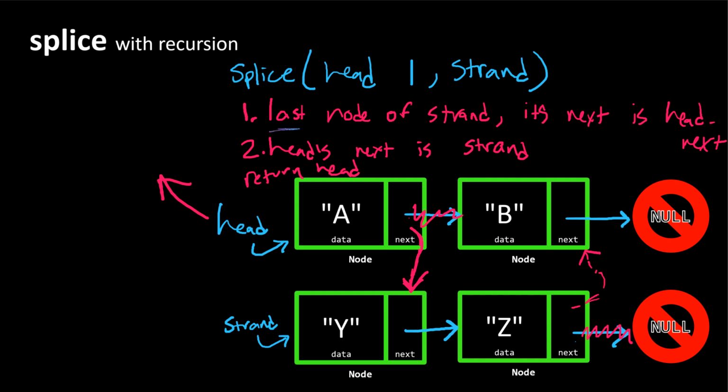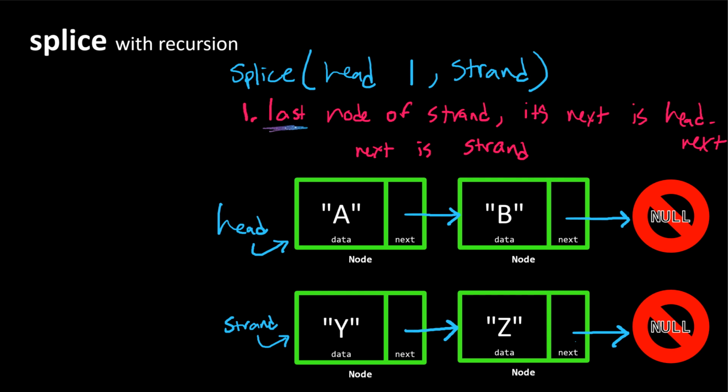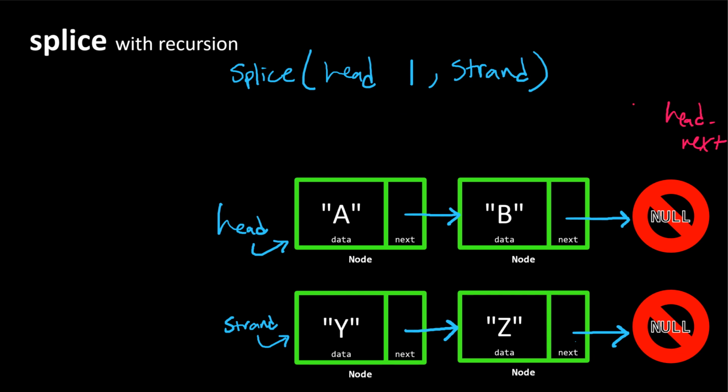Once again, how do you find the last node of the strand? Well, you should use the function you've already built for that. So these are our two base cases. How do we think about the recursive case here? So the recursive case here is going to look a lot like the recursive case of remove. If you did not do remove recursively, this may be a little bit tricky to think through, but let's talk through it real quick. So let's imagine that instead of saying splice head 1, we're going to add a third node to this original list.